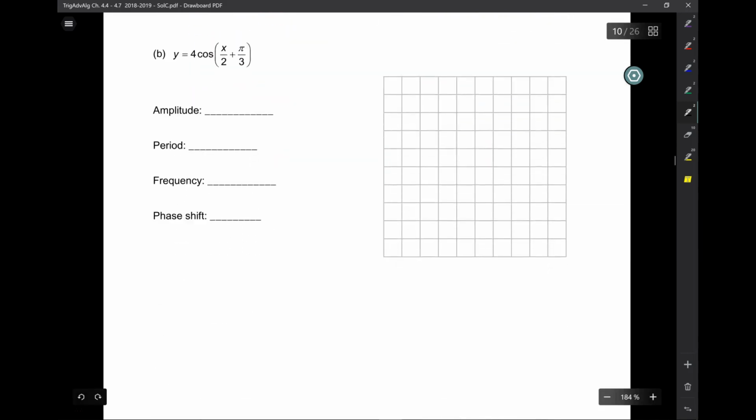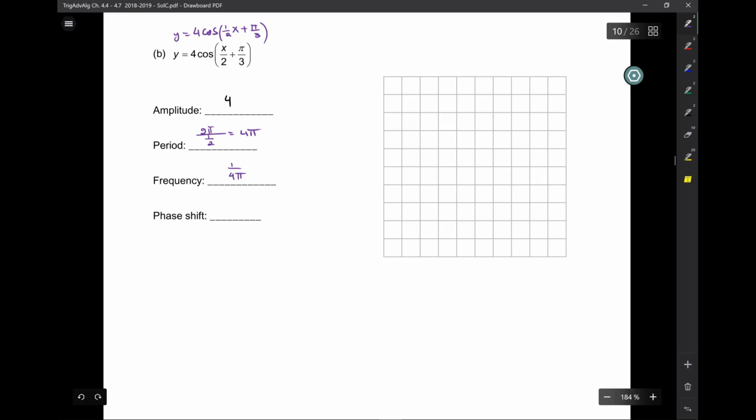Okay, this one's more of a challenge. What's the amplitude? 4. For the period, what am I going to do? It's going to be 2 pi over something, 2 pi over x over 2. But we can't take the x. So another way to write this is 4 cosine of half x. So x over 2, I can rewrite as half x. So this is 2 pi over a half, 4 pi. Now the frequency is 1 over 4 pi.